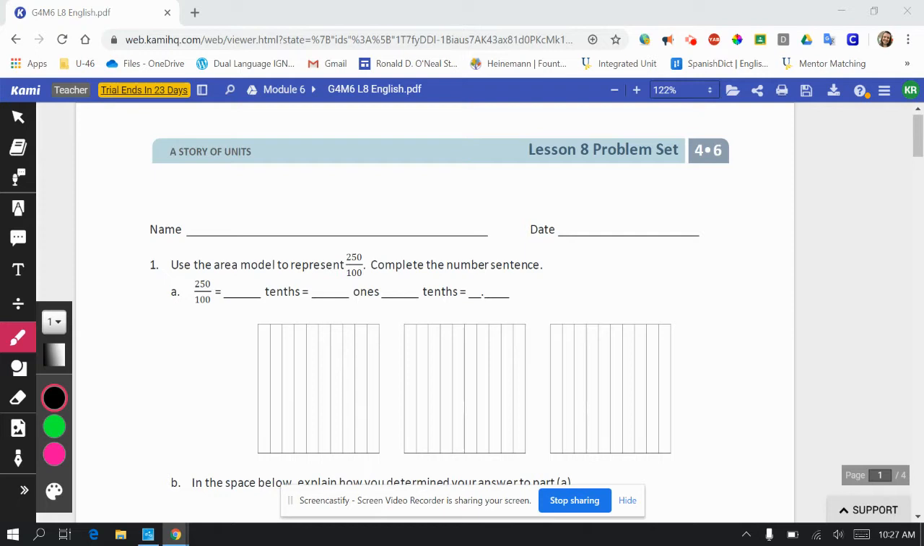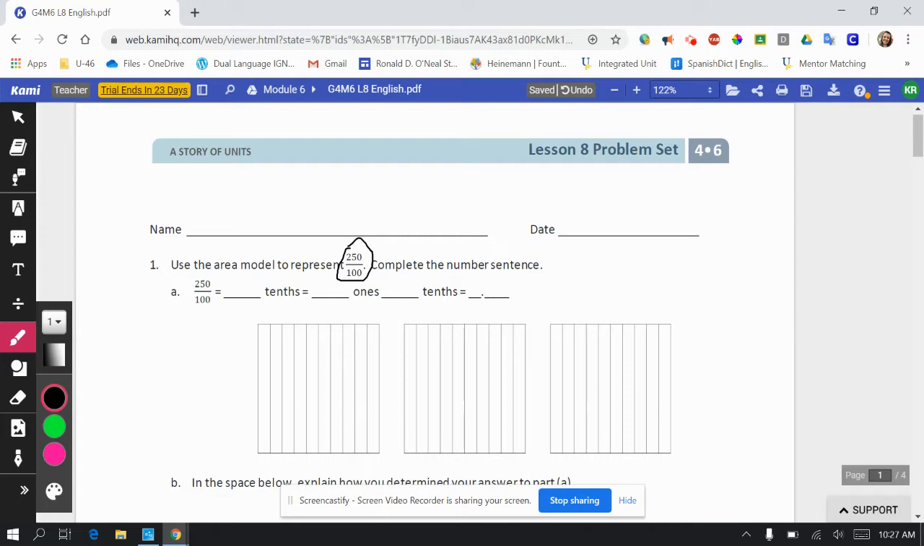It says use the area model to represent 250 hundredths. Complete the number sentence. Practice saying this fraction with me for just a moment. 250 hundredths, you repeat.